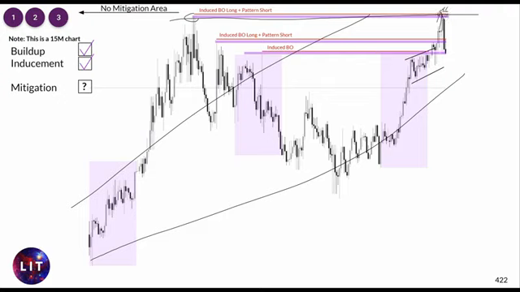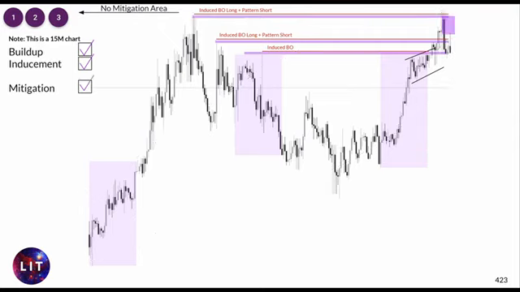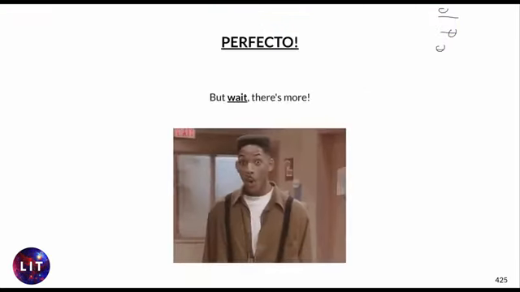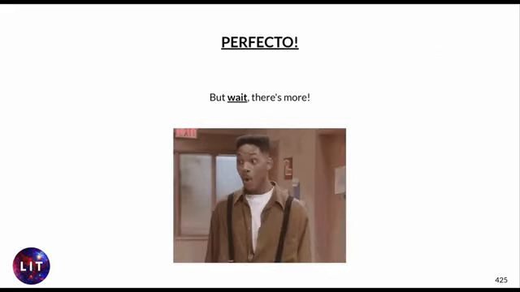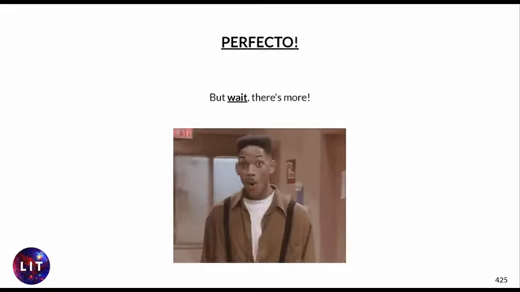So what do we do? We wait for the internal break of structure in here, maybe in 1 minute. We're marking out our imbalance zones of the inducement. Wait for the mitigation. And off we go. Perfecto. That's how we easily can trade inducement trades as well.